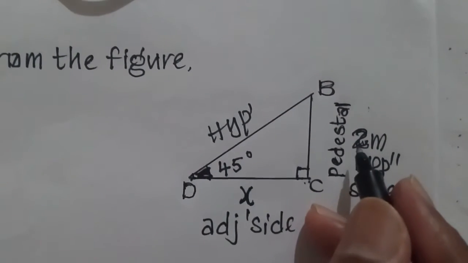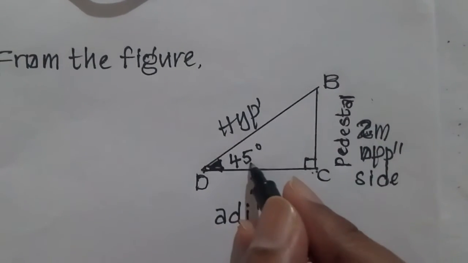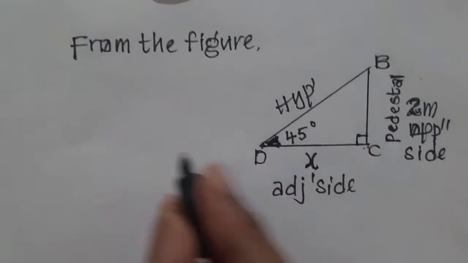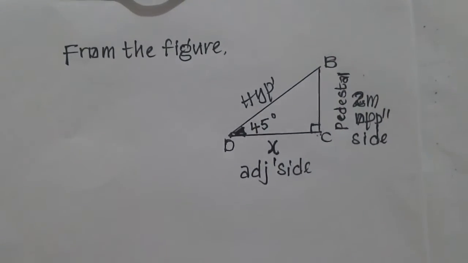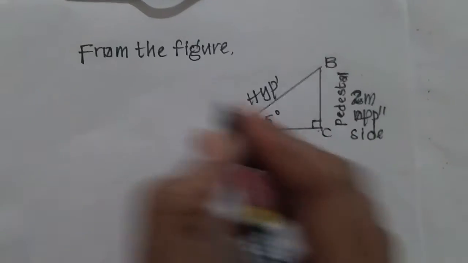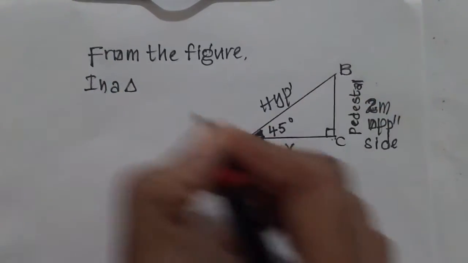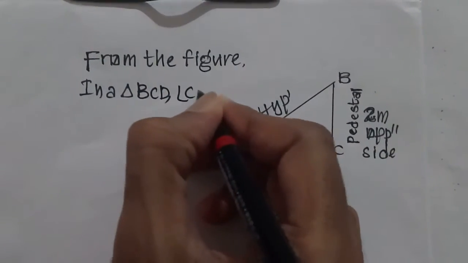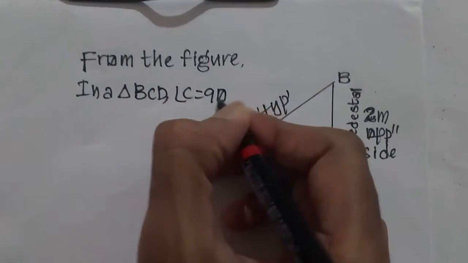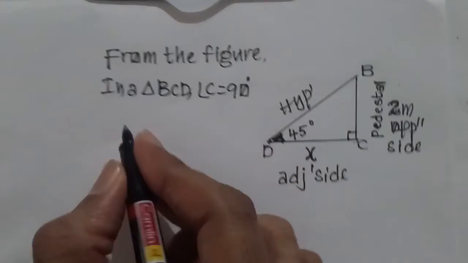Now we will take tan theta, opposite side to theta by adjacent side to theta, where theta is equal to 45 degrees from the figure. Here, from the figure, in triangle BCD, angle C is equal to 90 degrees. Now I will take tan 45 degrees.